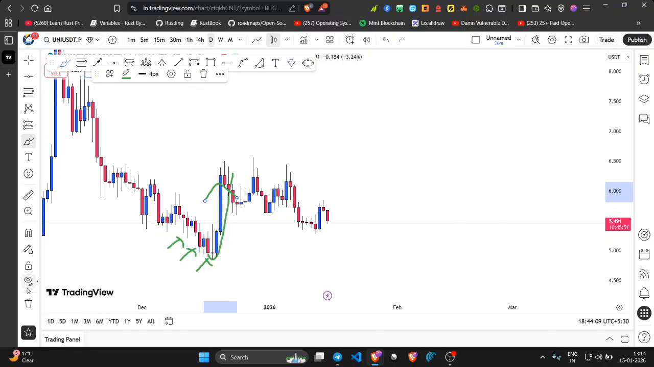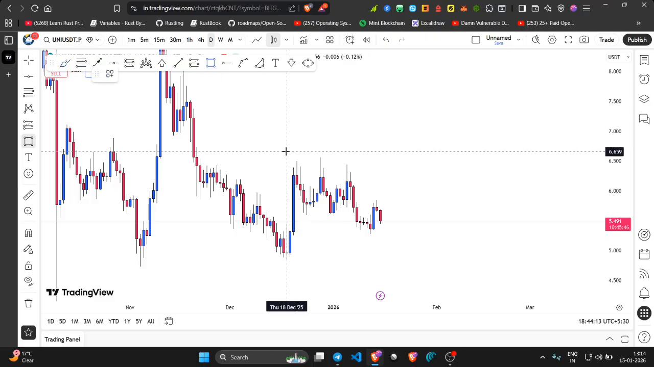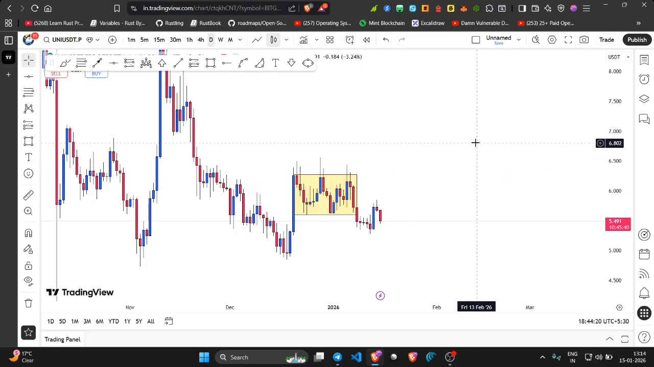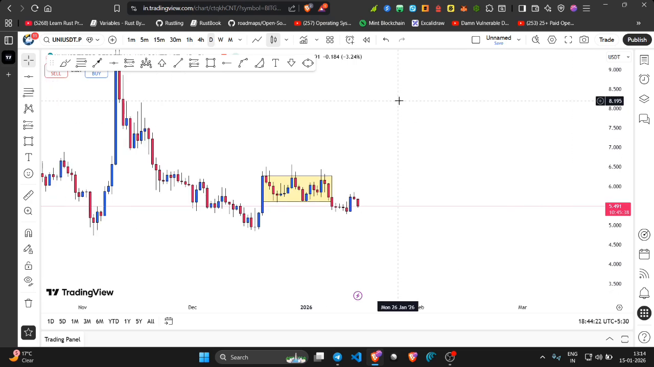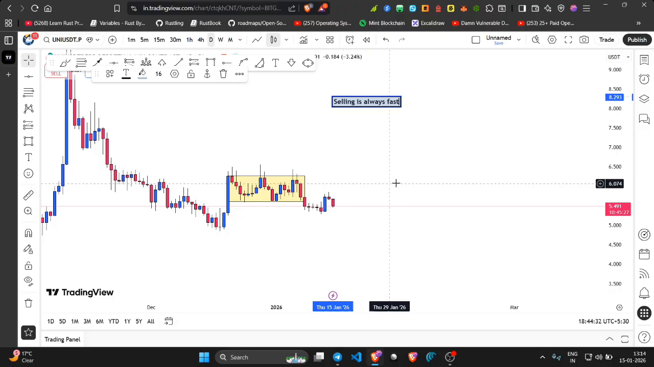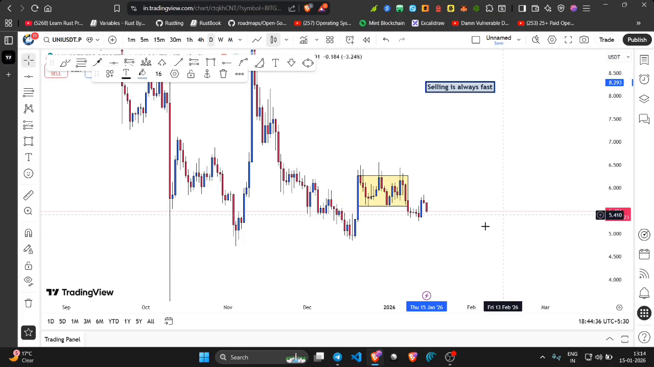Now the interesting part comes in. You can see this was the range that Uniswap formed on the daily time frame. Remember the point: selling is always fast. Now I will explain how I traded. This was the range that formed on the daily time frame.